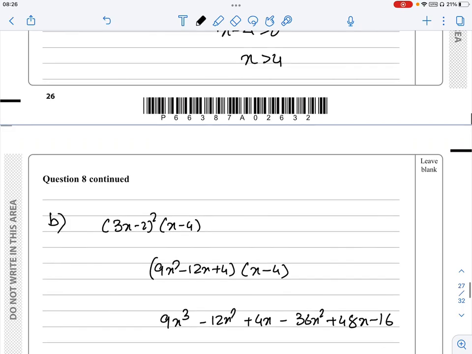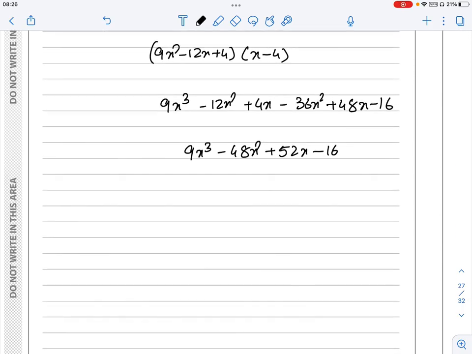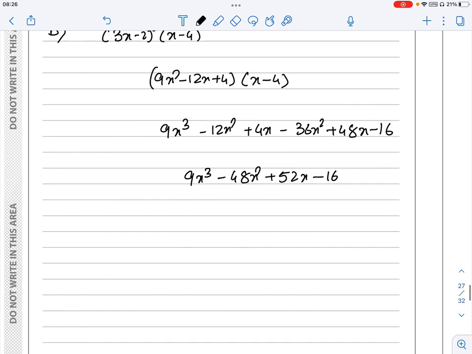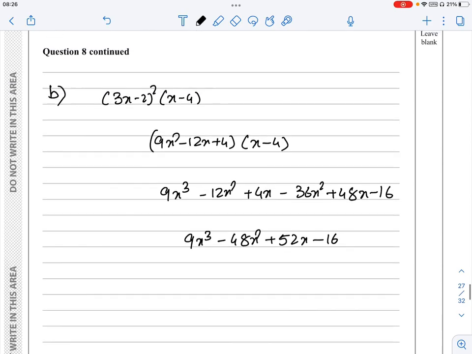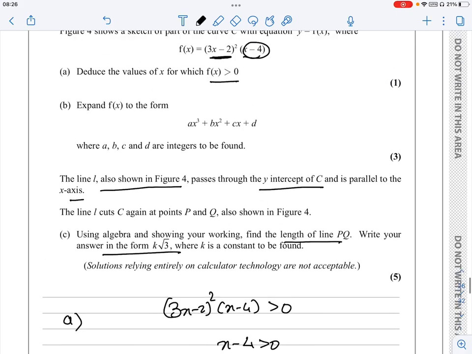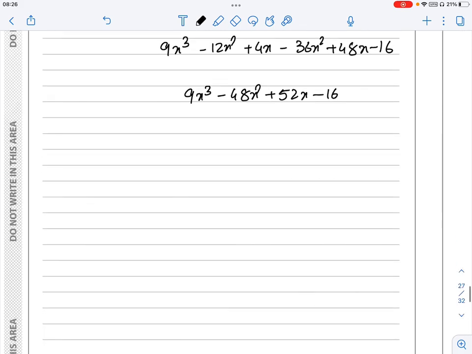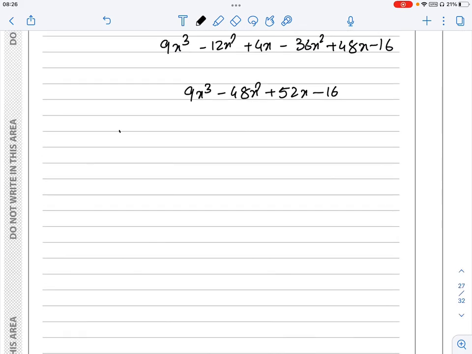So first of all, the equation of the curve is y equals 9x cubed minus 48x squared plus 52x minus 16. Now he is asking that the line is parallel to the x-axis. What is the value of the y-intercept? Y-intercept means nothing but x equals 0.